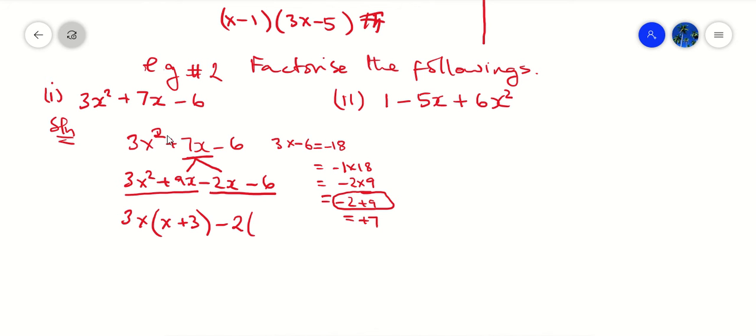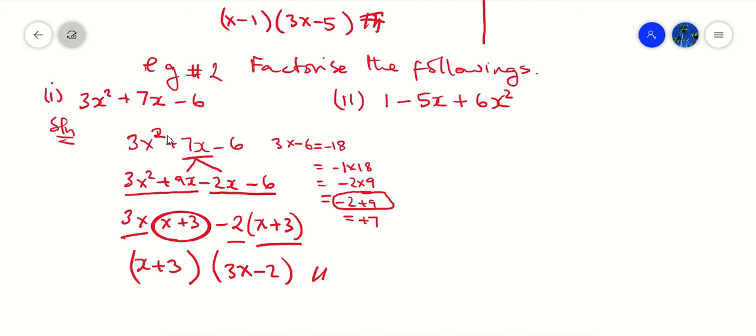Again, what's remaining? If I take minus 2 out, it will be x. Then here it has to be positive, because minus times positive will give me this negative sign, which is positive 3. This bracket and this bracket, they are the same, so I'm just taking one bracket outside, which will be x plus 3, and what's left is 3x minus 2, and this will be the end of it.